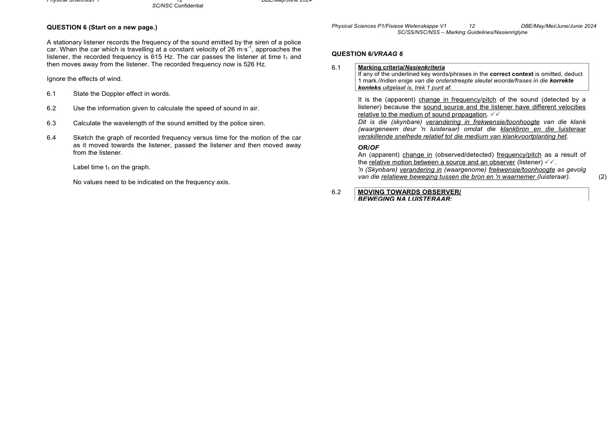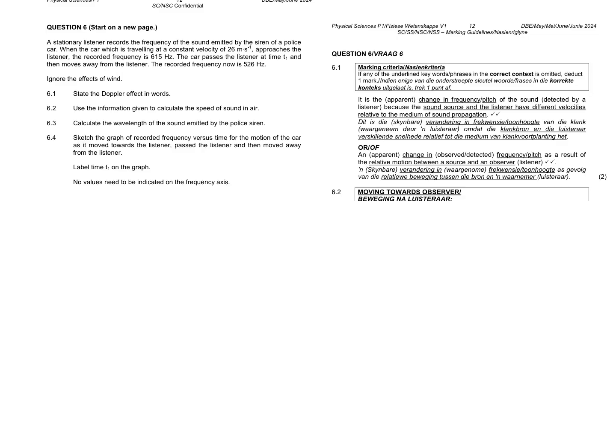You lose a mark for not having the words that are underlined, if you're missing any of those words. Okay, so 6.1, state the Doppler effect. 6.2 is use the information given to calculate the speed of sound in air.